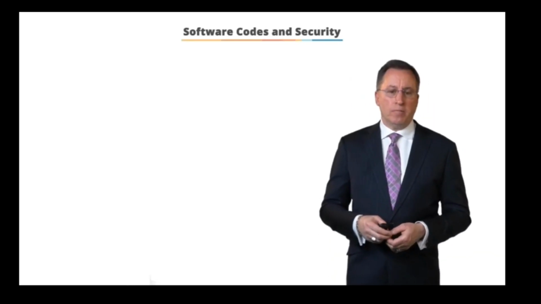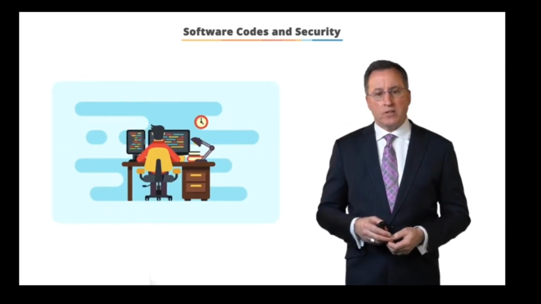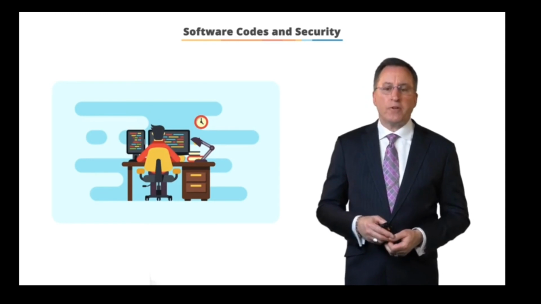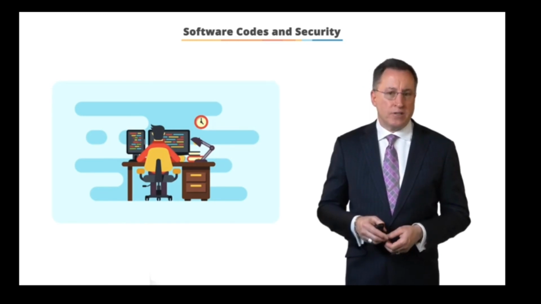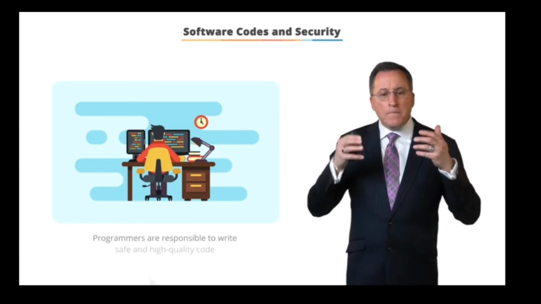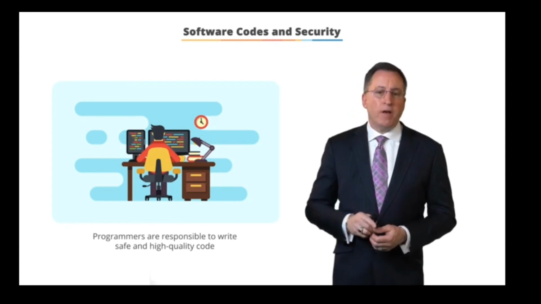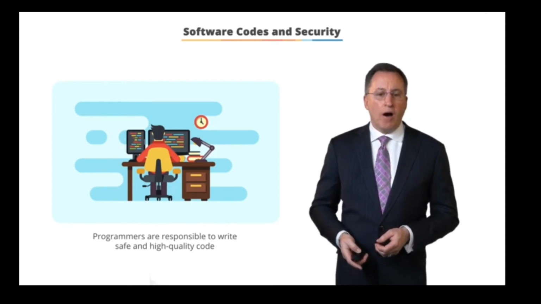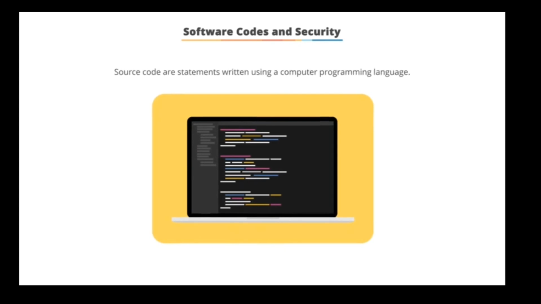Software code and security. There's no doubt that a developer's programming practices play a massive role in the security of software, apps, databases, and all other electronic systems. This places a major responsibility on programmers everywhere to write safe, high-quality code as often as possible. Now, the original code, otherwise known as source code, is a set of instructions and statements written by the programmer using a computer programming language.